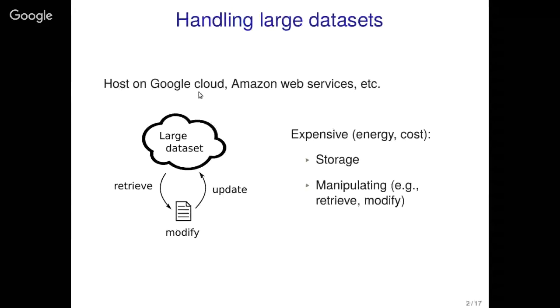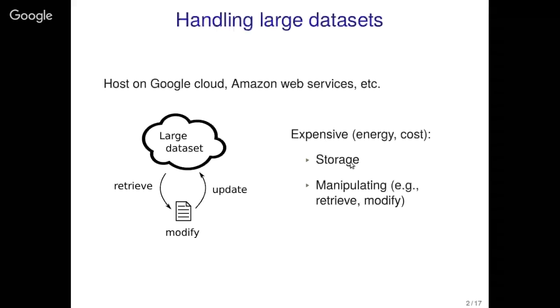However, this costs money, and the cost in terms of energy and money comes from two main sources. One is the storage itself, and the other is manipulation. So Google Cloud charges you for every gigabit of data that you store on their disks, and they also charge you for every single manipulation. So every time you download a file, or you copy a certain file, or you manipulate files on their database, you have to pay them money.